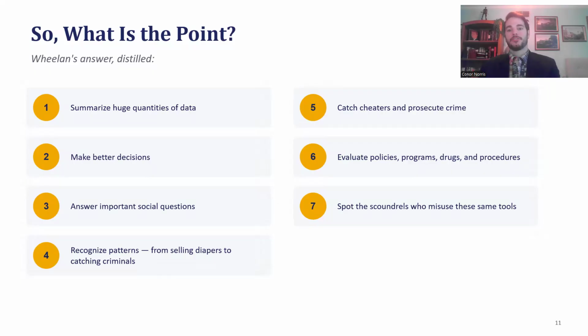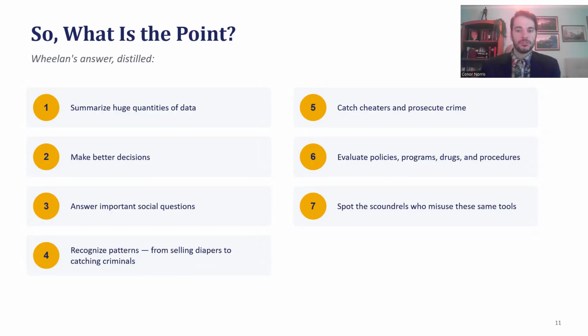So let's come back to the question this whole chapter is built around, and really the question that this course is built around. So what's the point? Why should we study statistics? How can statistics help us? And what are some of the tools that statistics gives us? So Whelan gives us 7 different answers. And if you look back at this talk for the last 10, 20 minutes, we've touched on them.